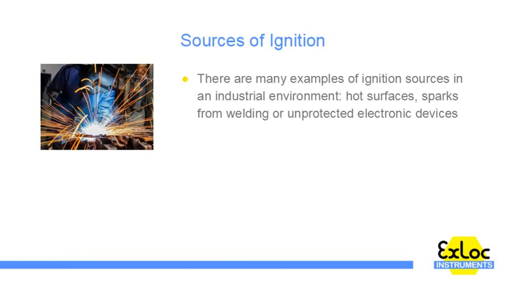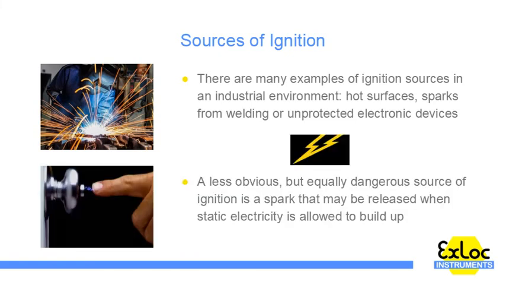Sources of ignition. The final component of the fire triangle is the ignition source. There are many examples of these in an industrial environment. Hot surfaces that could cause certain gases to spontaneously combust. Sparks from welding during maintenance that could ignite most vapours. Or unprotected electronic devices. A less obvious but equally dangerous source of ignition is a spark that may be released when static electricity is allowed to build up.